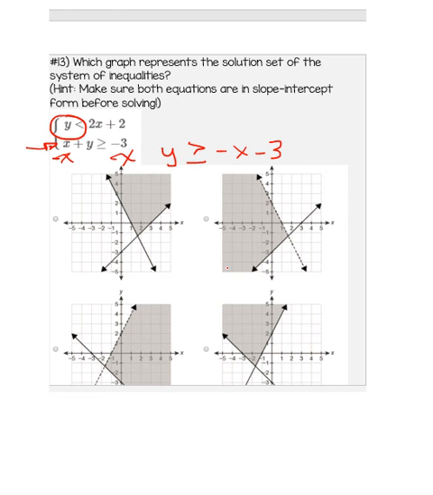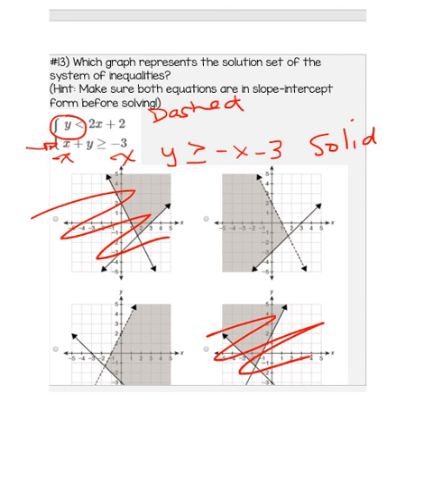Now I can help figure out which of my 4 graphs is correct. Now I see here I've got a less than sign and a greater than or equal to. So I'm going to have one dashed and I'm going to have one solid line, which means I can eliminate these two choices right away because those are both solid lines. Now it looks like they're graphed a little bit differently. So I can kind of look to see, okay, this guy's going uphill from left to right, and this one's going downhill.